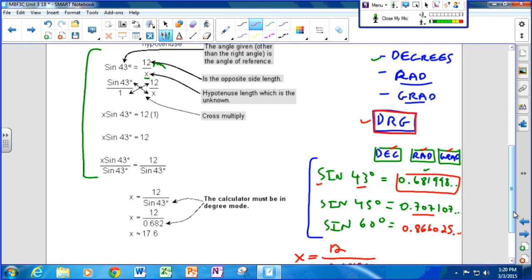Now, if you're having problems and you can't get your calculator into degree mode, don't suffer. Take a picture of it, send me the picture, and I'll do my level best to tell you what buttons to press. I know a little bit about calculators, so I might be able to help you.